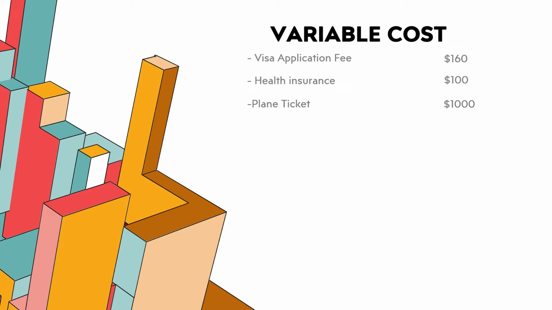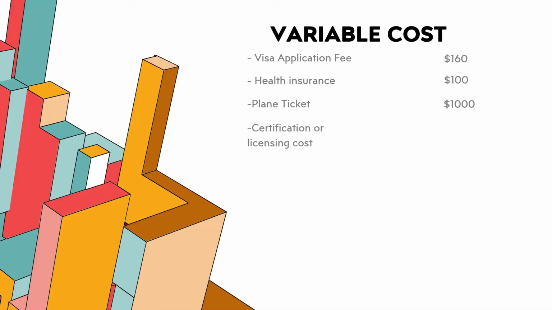The next variable cost is the certification or your licensing cost. This varies by state, so it's very important that you look up the price for the licensing in your state. In Arizona, a teaching certificate costs around $60 for each certificate, endorsement, or additional approved subject area.